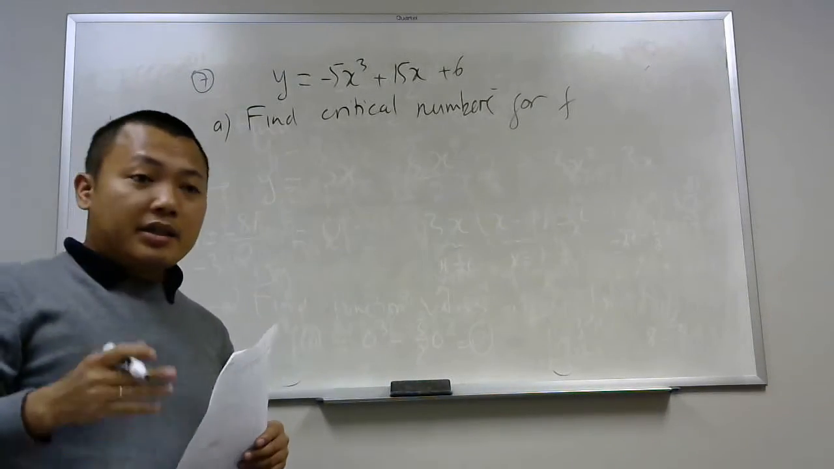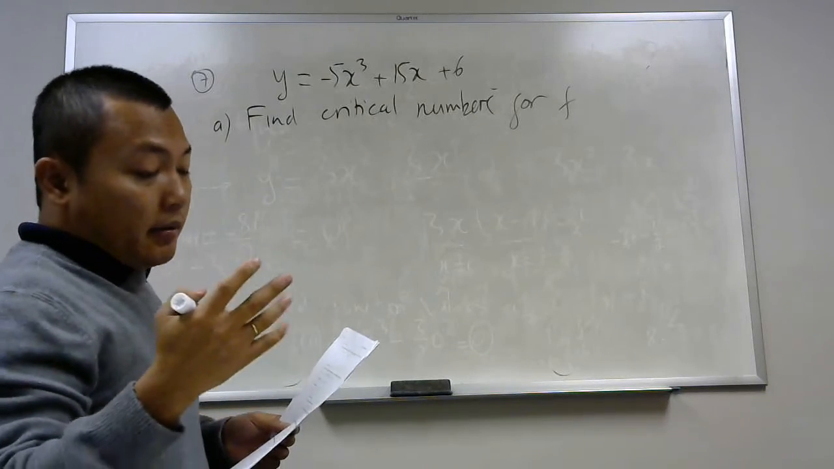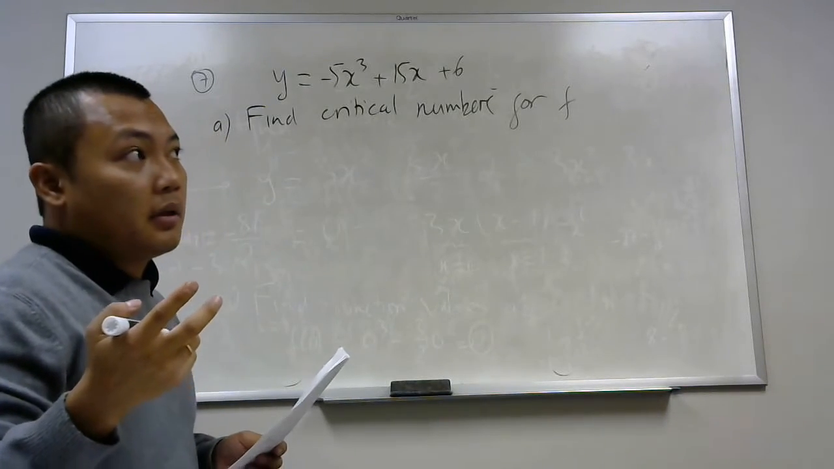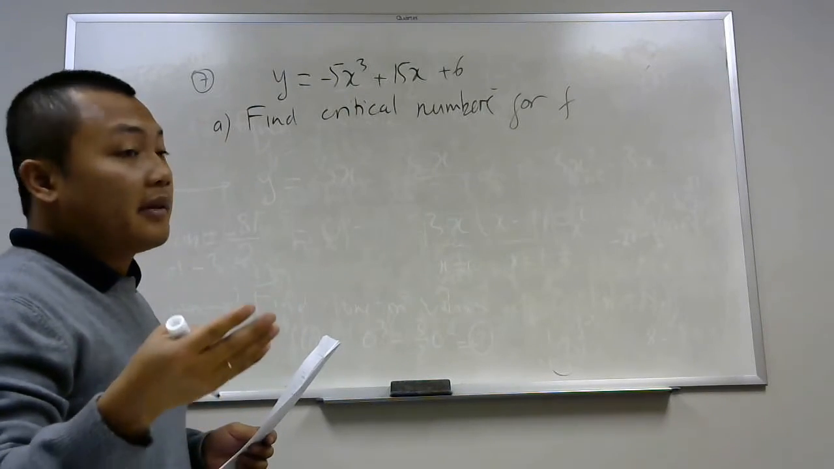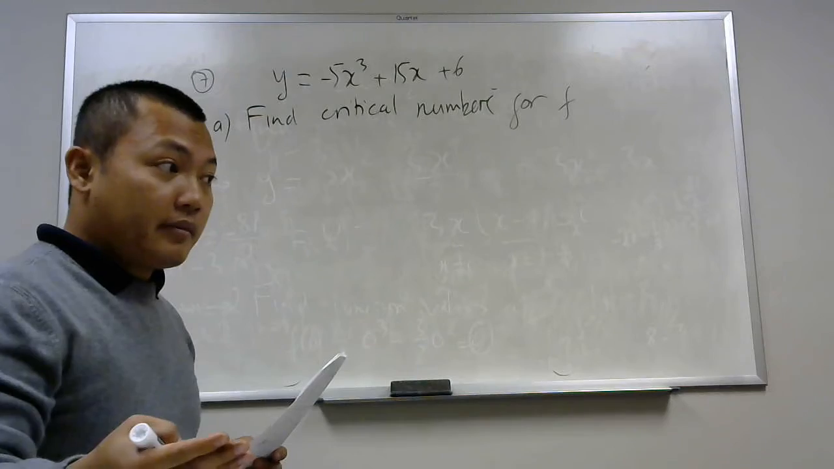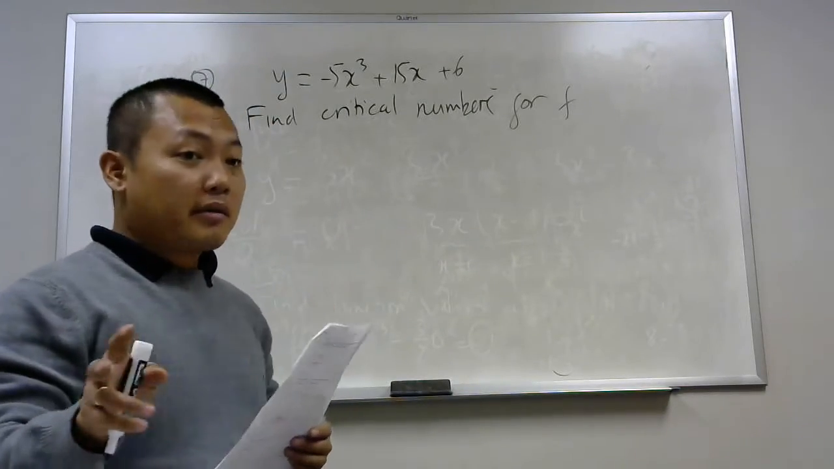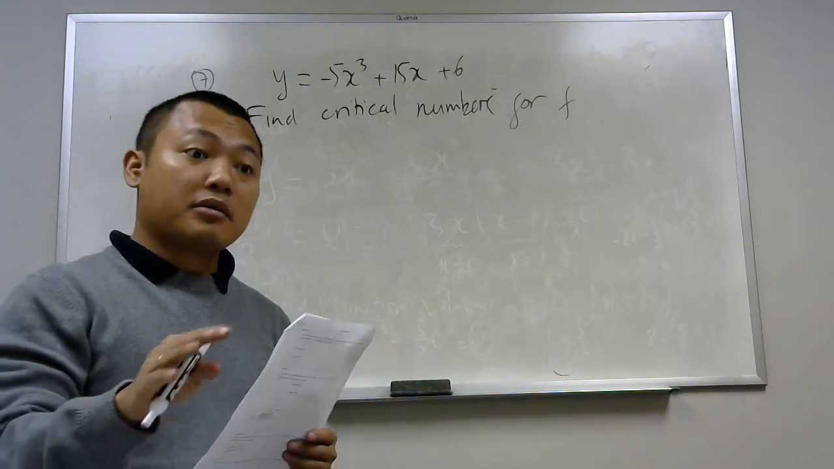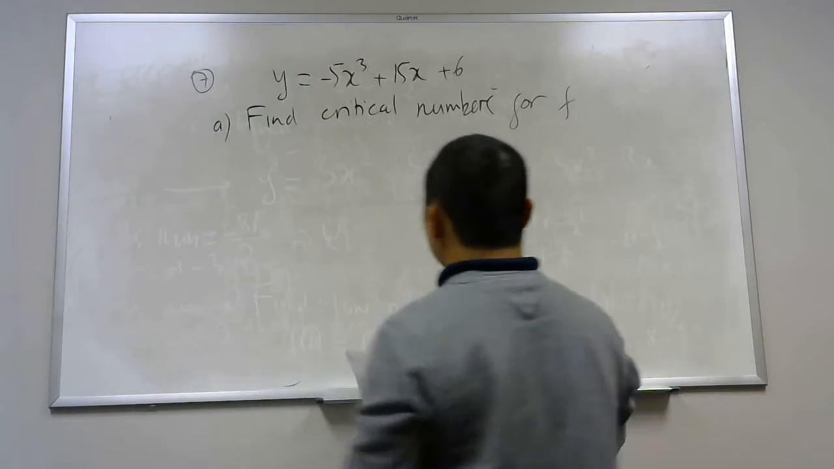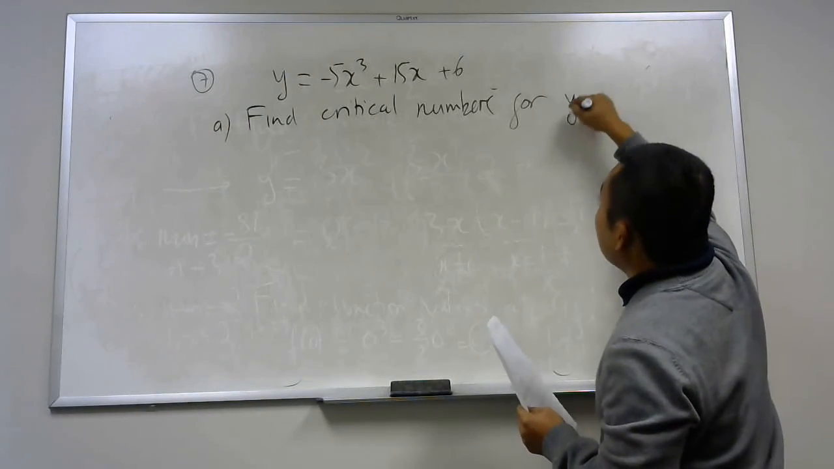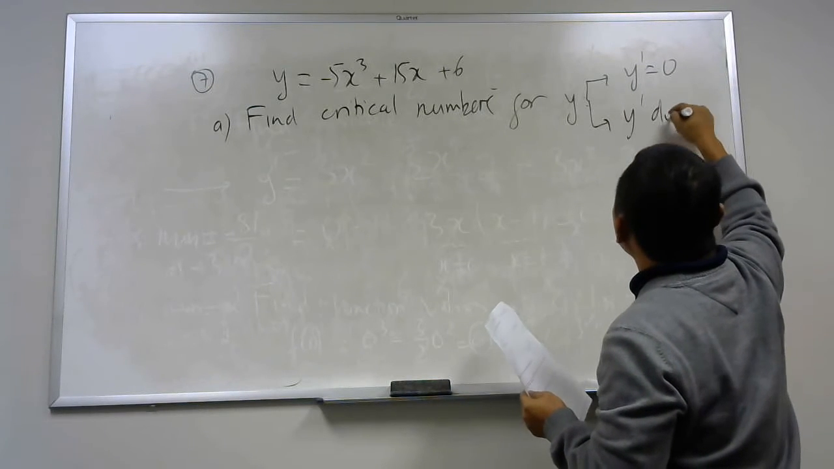So let's recall what critical points are, right? We have two cases. We take the derivative, the first derivative. If the first derivative is equal to 0, those points are called critical points. But if the first derivative does not exist at some point, those points are also called critical numbers or critical points. So I would say, okay, I write here maybe f derivative equal to 0 or f derivative does not exist.